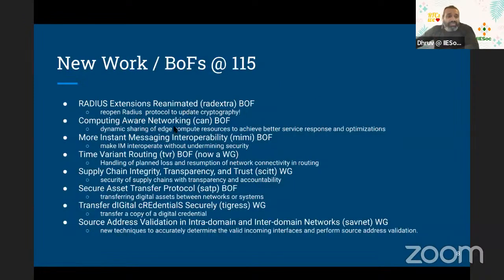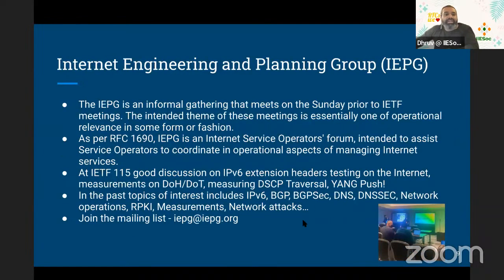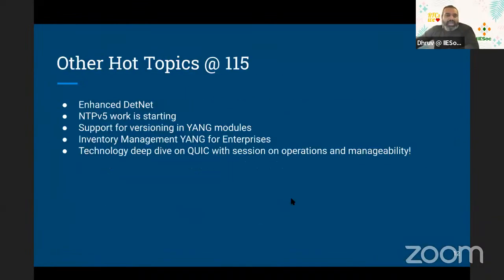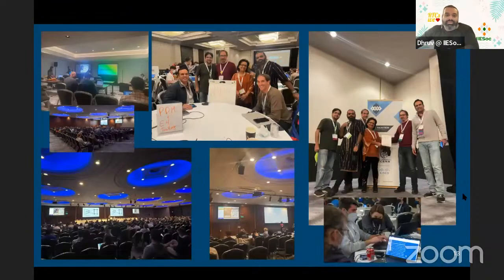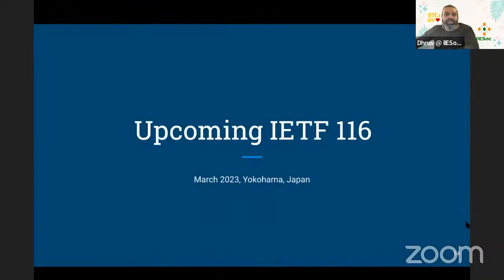CATS is anyway covered. I will talk for a second about TVR. This was a BOF in the last IETF. Now it's already approved as a working group. Cool, interesting things for routing folks on this call. And there were various other BOFs and new working groups in 115 as well. Now, side meetings, I'll move quickly. Oh, some cool photos, which are always fun to look at.